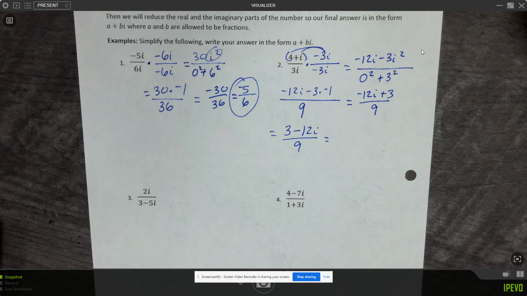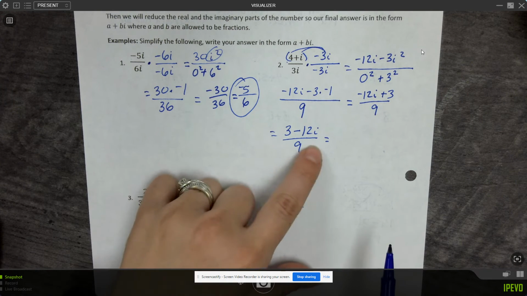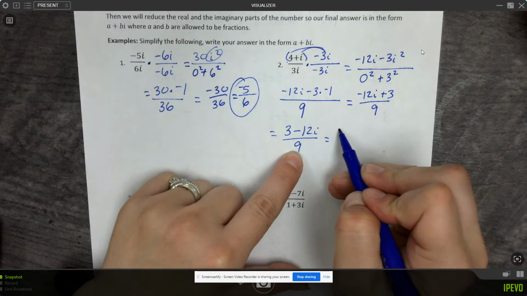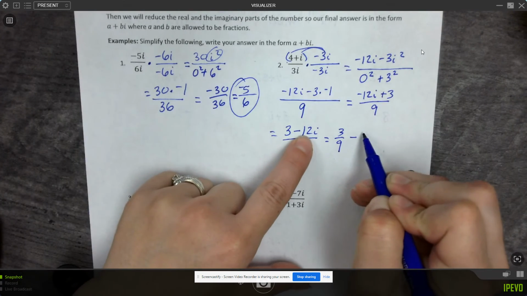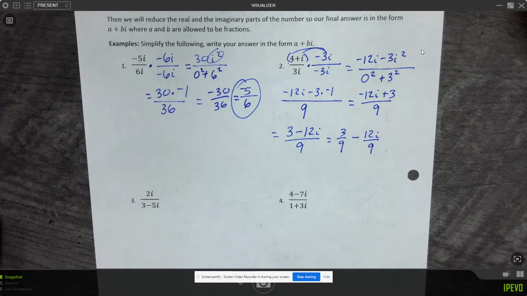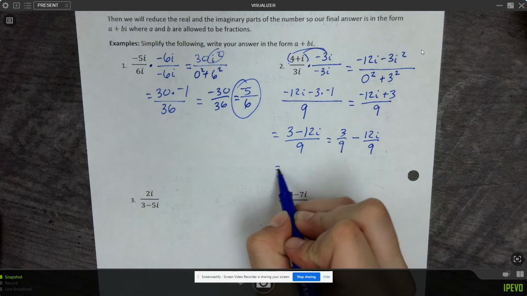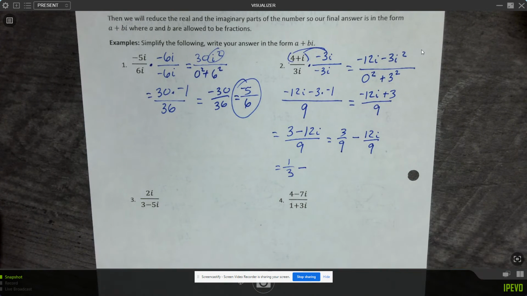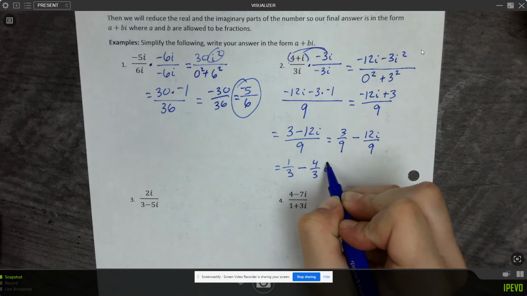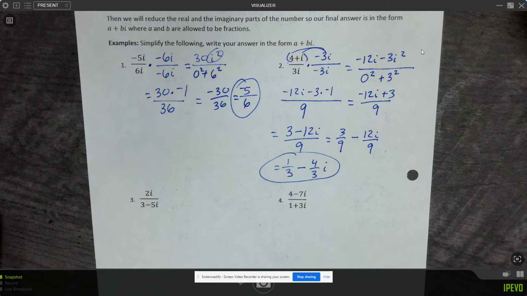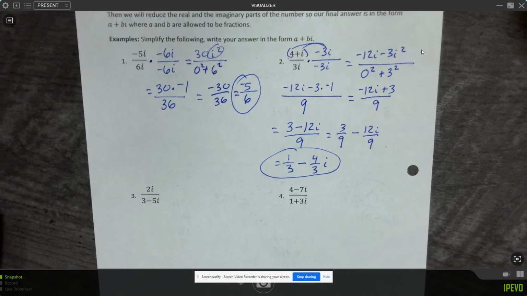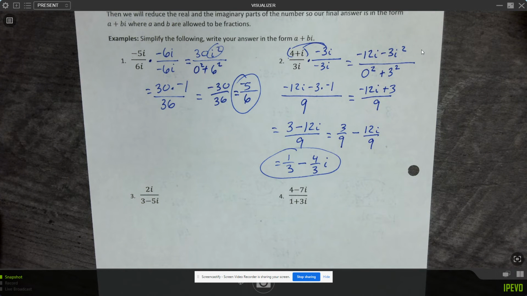And we are still not in the form a plus bi because I have this big fraction. So we're going to do 3 over 9 minus 12i over 9. And then check to see if we can reduce. So 3 over 9 would reduce to 1/3, minus 12 over 9 can also reduce to 4 over 3i. Okay.